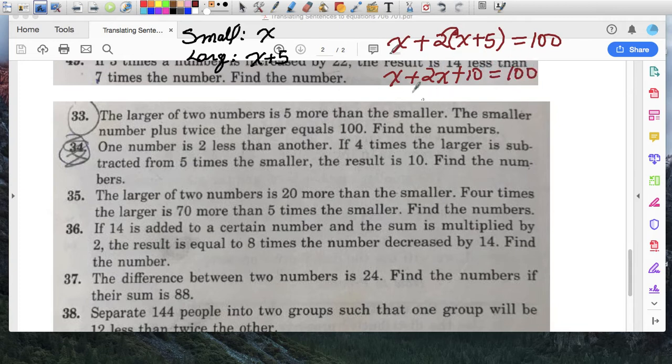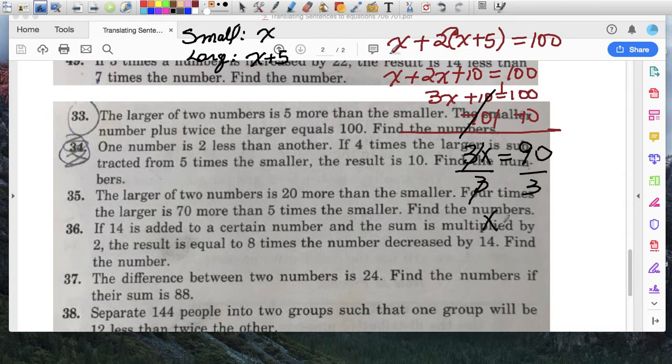Next thing I do is combine like terms. I can combine x and 2x, and that gives me 3x plus 10 equals 100. Now it's a two-step equation. I'm going to do minus 10 on this side, minus 10 on that side. These go out. I'm left with 3x equals 90. Divide this by 3. Divide this by 3. And x equals 30. So it says find the numbers. So I know if my small number is 30, it means that my large number is 30 plus 5, which is 35.